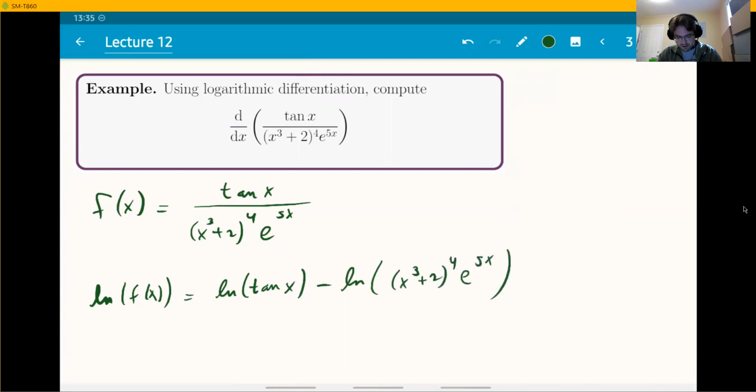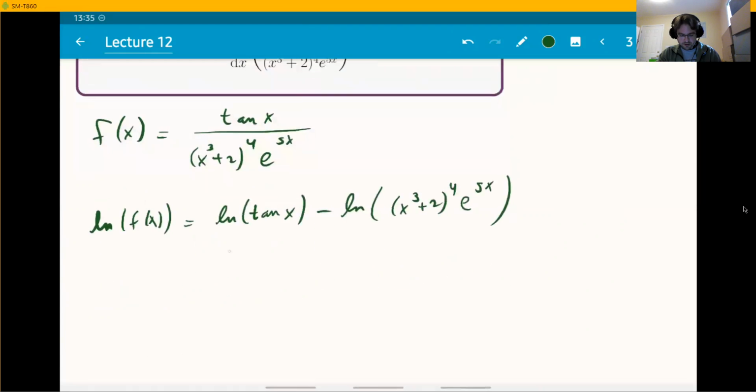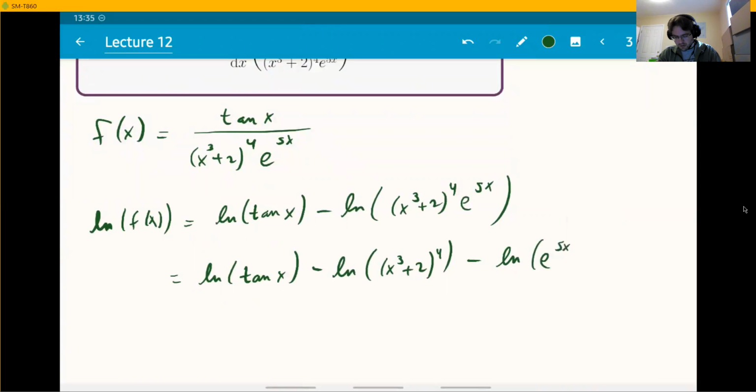And this bottom here, this denominator, is a product of two functions. So we might expand those as a sum. You might want to do that. But keep in mind there is this overall minus sign in front of the second log term. So log of the product is the sum of the logs, but after you distribute this minus, you get this other minus inside.